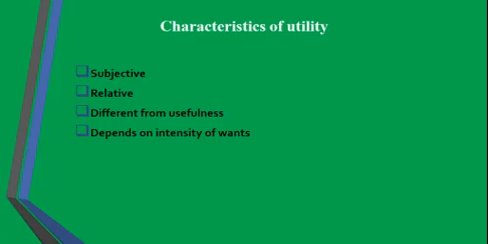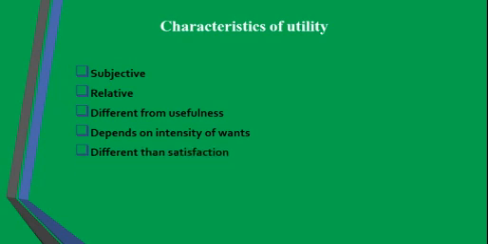Utility depends on the intensity of wants. A want which is greatly intense implies a high utility of a commodity to a person, and a want which is satisfied in the process of consumption tends to experience lesser utility than before. Therefore, utility is a function of the intensity of wants.